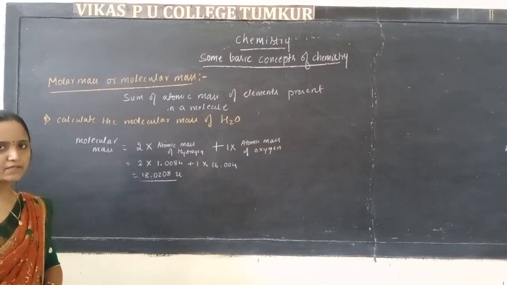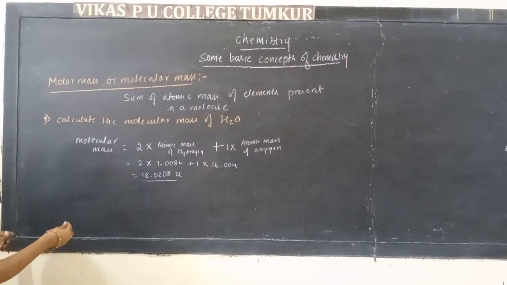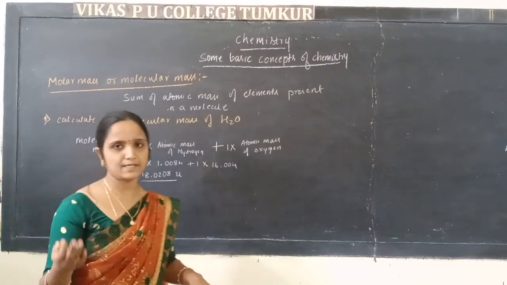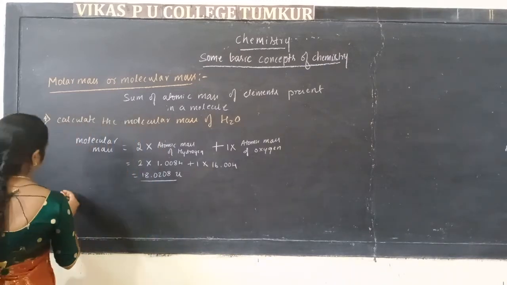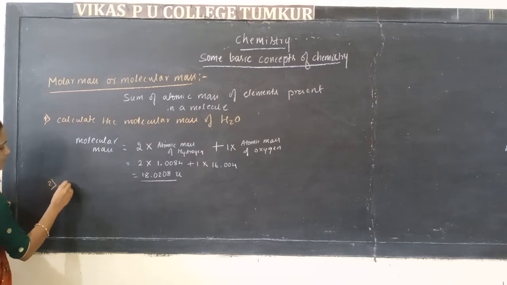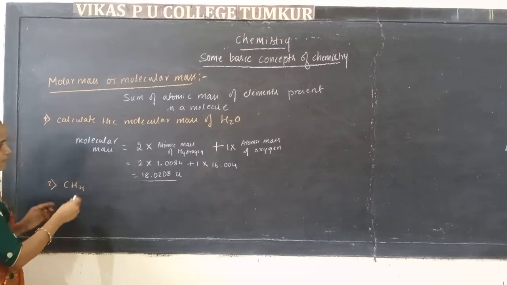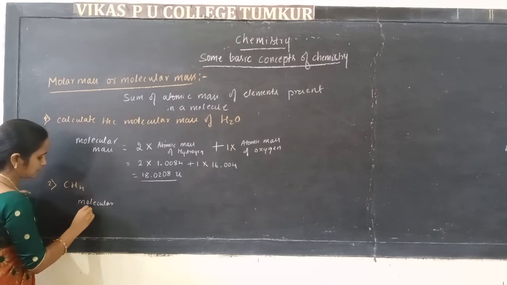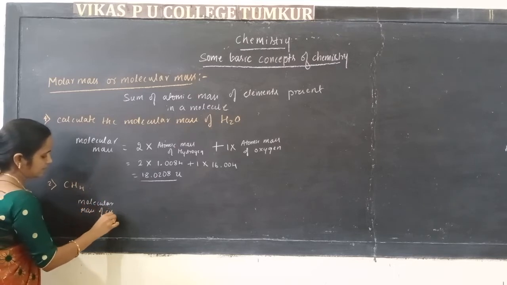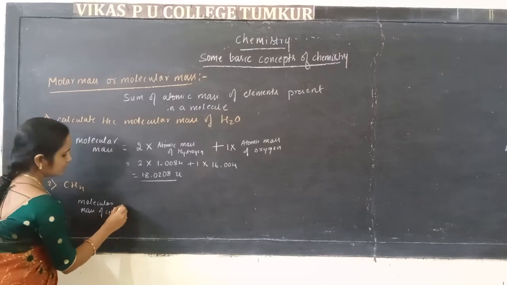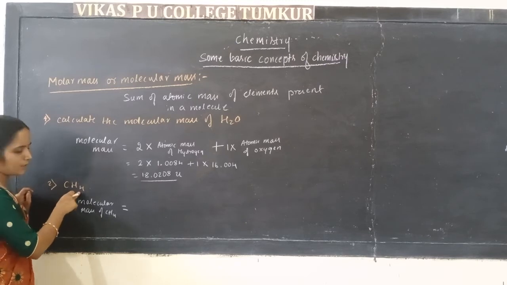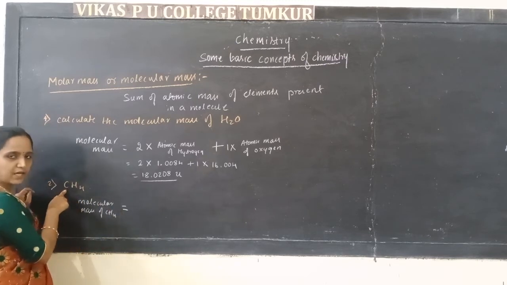Suppose they ask to find the molecular mass of methane. This is the second problem. The molecular mass of methane, that is CH4. Here two types of elements are present. One is carbon, another is hydrogen. The number of carbon atoms is 1 here.